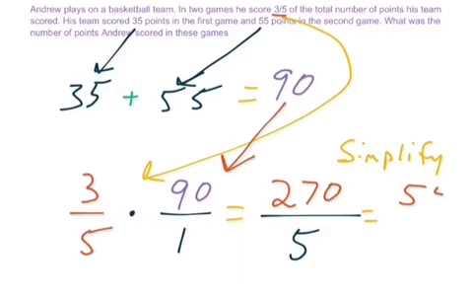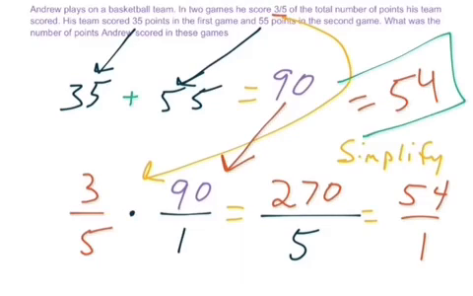54 over 1, or 54. Andrew scored a total of 54 points in those 2 games. So fact or fib, was this worked out correctly?